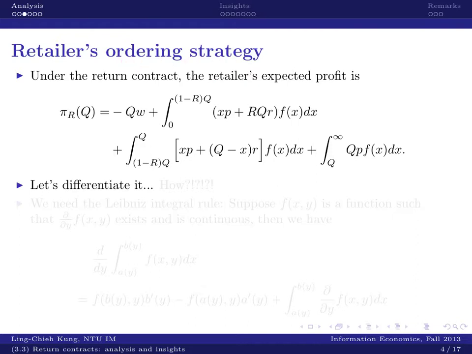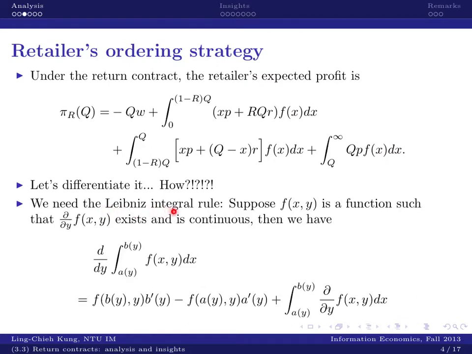Certainly the retailer would make an order decision to maximize his expected profit. So let's ask, how will he do that? Certainly one thing we need to do is a differentiation. This is a function of Q. The Q is here, Q is here, Q is here, here, and here. Q is everywhere. So when we want to do the differentiation, we need to apply something you learned in calculus. This is something we call the Leibniz integral rule.